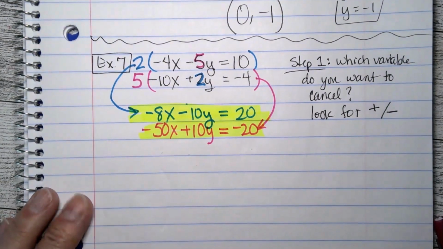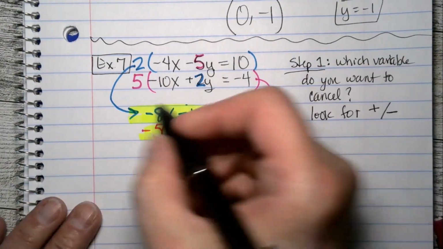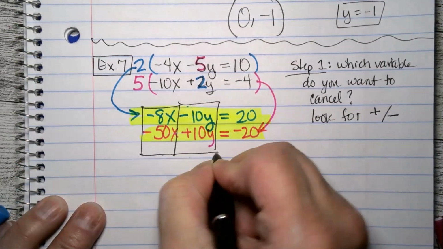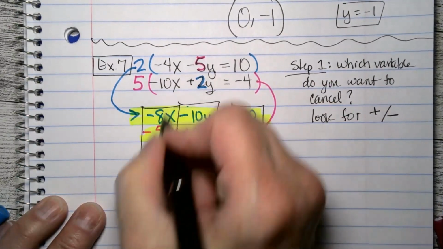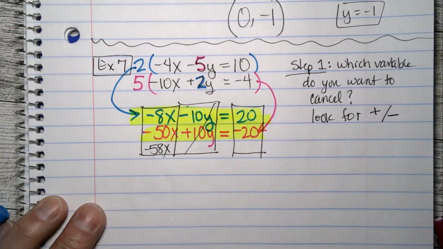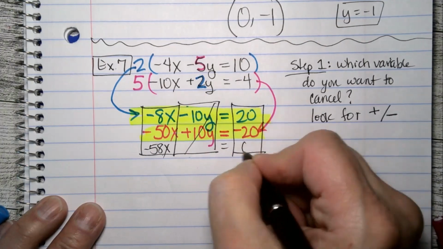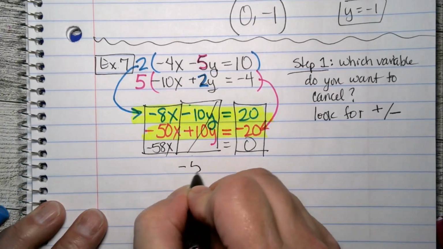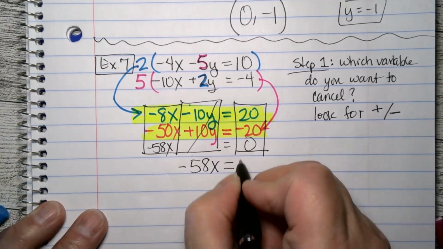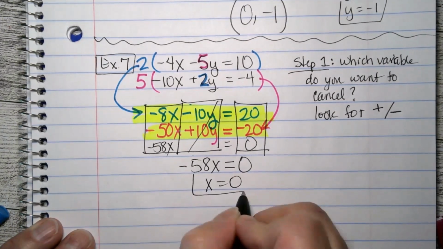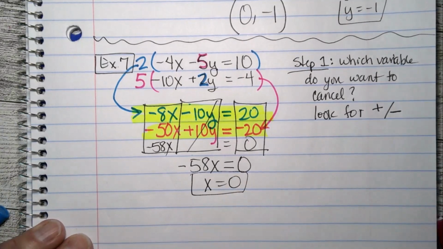Okay, so now we're going to smash these together. And we're going to get negative 58x. The y's are going to cancel because we engineered it to do that. Equals 0, I did not engineer that to happen, but it did. Negative 58x equals 0. So what does x equal? 0. And then to find the y is the same old stuff. There's nothing new here.